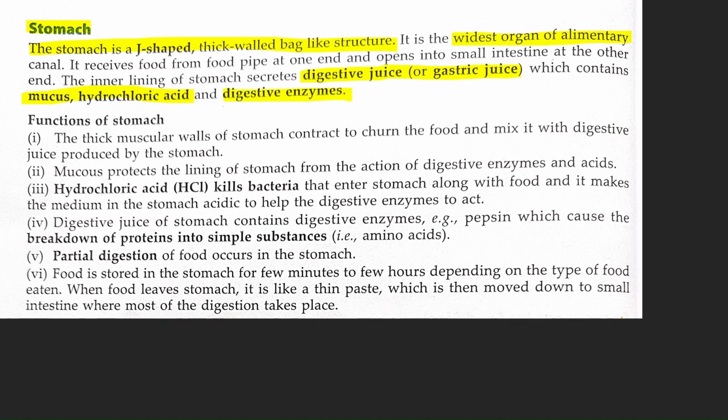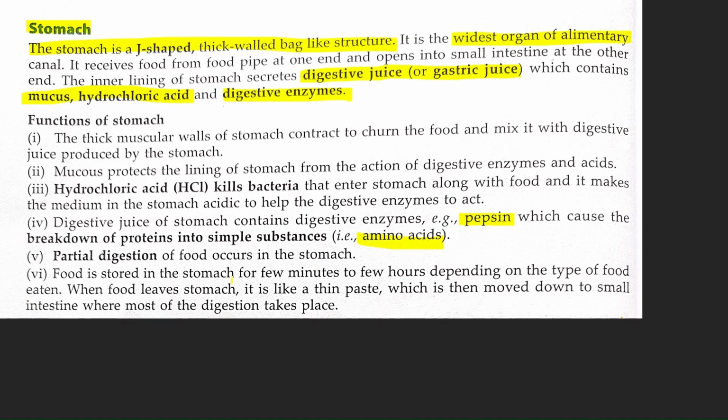The functions of the stomach: the thick muscular wall of the stomach contracts to churn the food and mix it with the digestive juice produced by the stomach. Mucus protects the lining of the stomach from the action of digestive enzymes and acids. Hydrochloric acid, HCl, kills bacteria that enter the stomach along with food, and it makes the medium in the stomach acidic to help the digestive enzymes to act. Digestive juice of the stomach contains digestive enzymes, for example pepsin, which causes the breakdown of proteins into simpler substances called amino acids. Partial digestion of food occurs in the stomach.